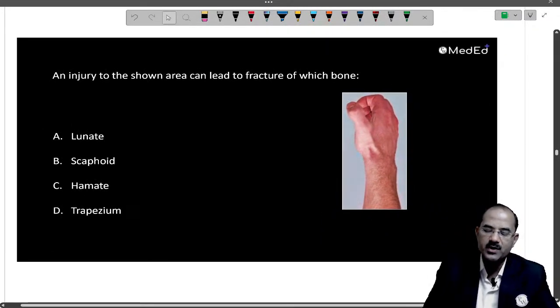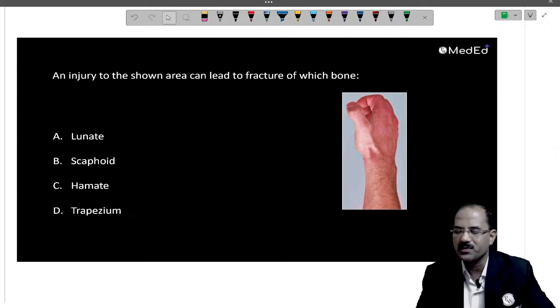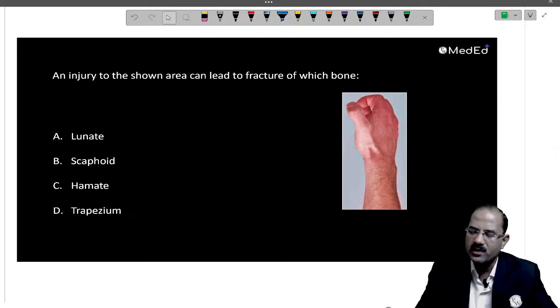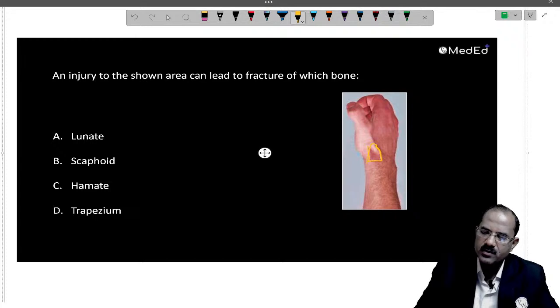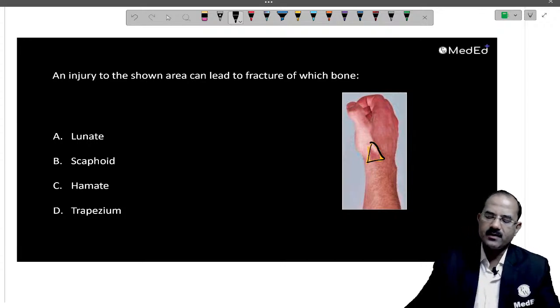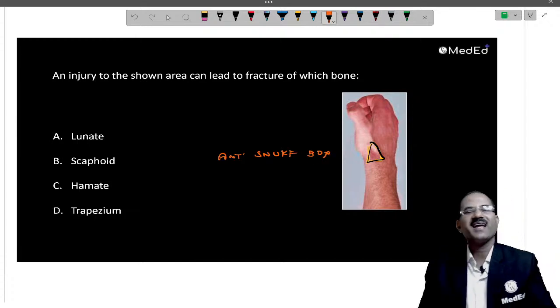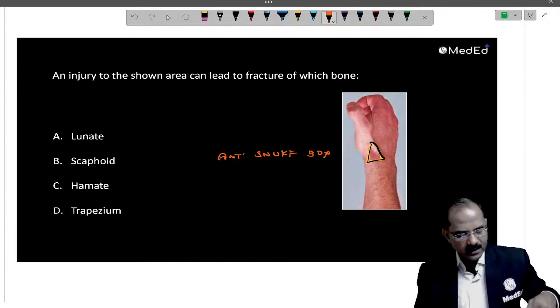Come on, bacho. Can you answer this MCQ? An injury to the shown area can lead to fracture of which of the following bone? So what is shown here? What is this triangular structure? Any guesses? What is this triangular area? This is what we call the anatomical snuff box. So this triangular area is the anatomical snuff box.